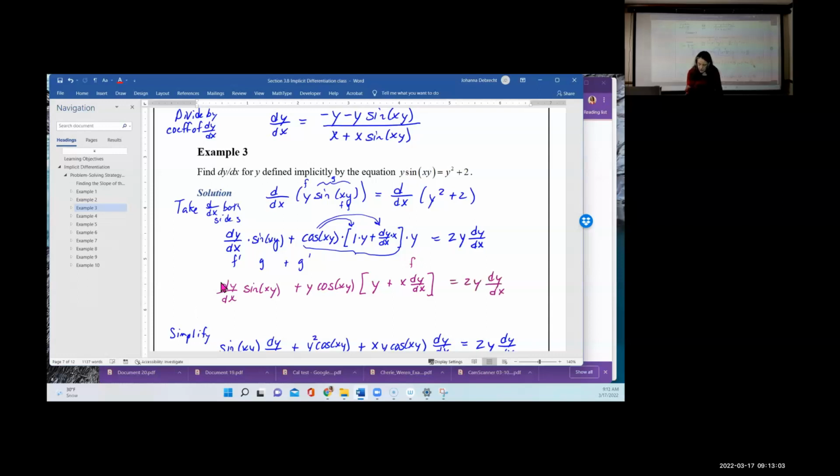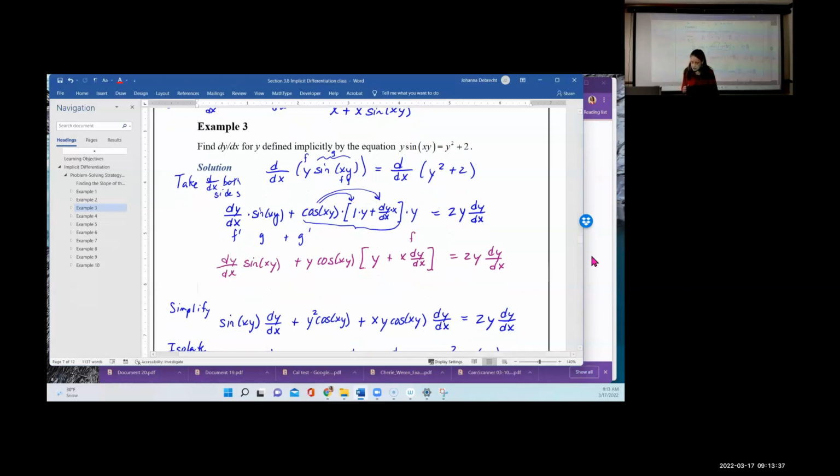And let's see if I've made a mistake or not. So when I distribute the y cosine of xy over the parentheses, I get a y squared cosine of xy. Okay. And then when I distribute over the next term, I get an xy cosine of xy dy dx. Right? Does that help? Just adding in that extra step sometimes will clarify and make it more clear. All right.